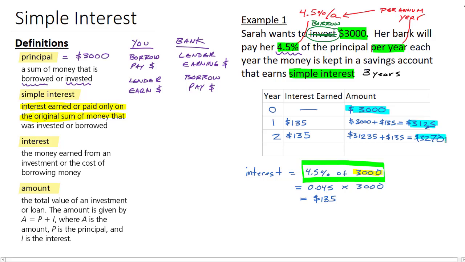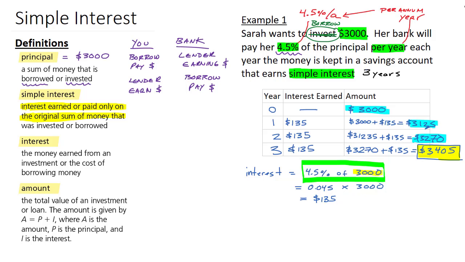And then one more time for the third year, right? Same thing. She earns $135 interest. Let's take how much money she had at the end of the second year, which is $3,270, add the $135, and her final amount she has is $3,405. All right, so there's our final amount there. We'll highlight that in yellow. I got no rhyme or reason in my highlighting scheme. It's just all over the place. All right, so that's how much she earned at the end.